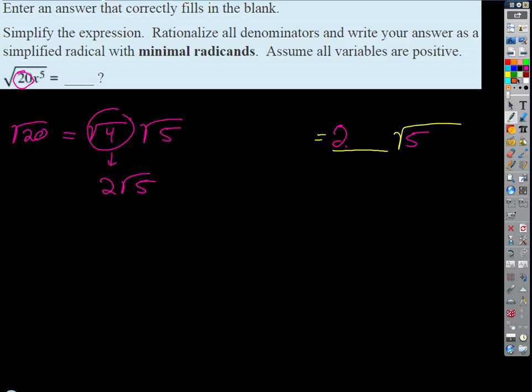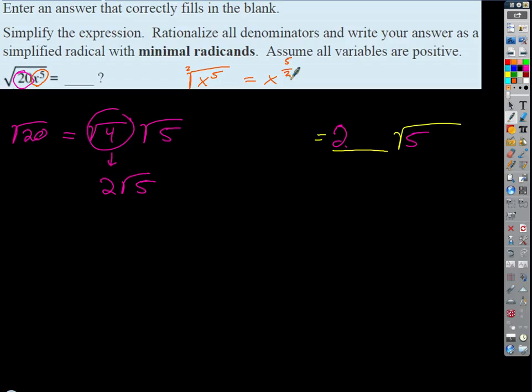Now let's look at the variable part. So I've got a square root of x to the 5th. Okay, so if I want to write that as a fractional power, what number goes on the top of the fraction? Before you answer that, what number sits on the radical? What's the index if it's a square root? Okay, 2. We don't write it, but there is a 2 there, right? So which one goes on the top and which one goes on the bottom? 5's on the top, 2's on the bottom. So that would be x to the 5 halves.